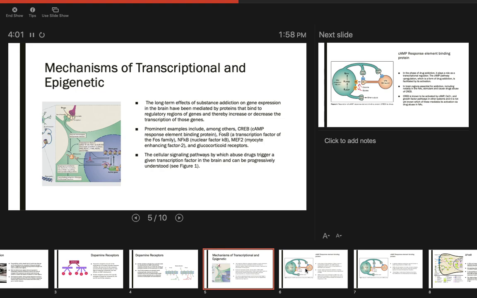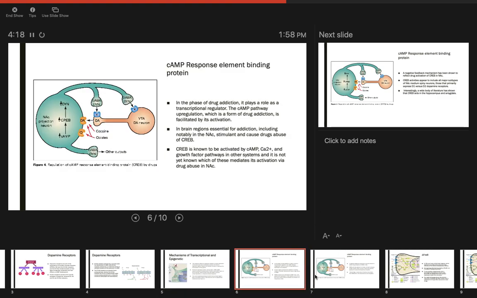The cellular signaling pathway by which abused drugs trigger a given transcription factor in the brain can be progressively understood in this figure, which explains the pathway by which the drug attacks our brain. So, next slide.